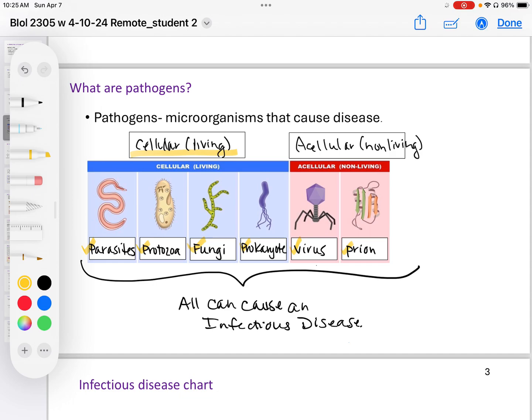So with that all in mind, all of these organisms that can cause diseases can all cause infectious disease.